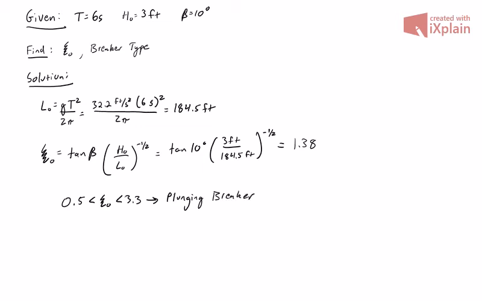Now the last thing to pay attention to is, for this problem, we're talking about classifying the breaker, right? So previously we've done problems where we classify the wave. When we're classifying waves, we're determining between deep water waves, transitional waves, and shallow water waves. When we're classifying the breaker, that's when we're classifying between surging, spilling, and plunging, right?